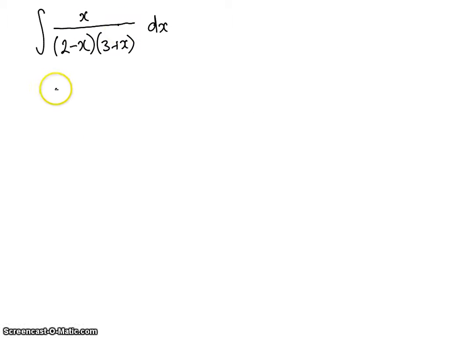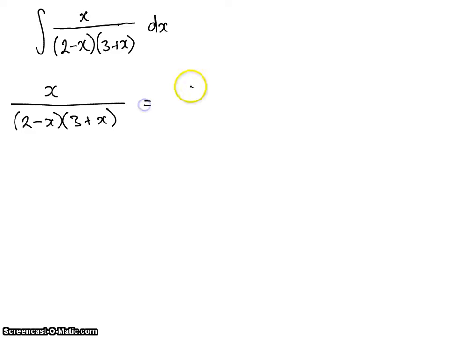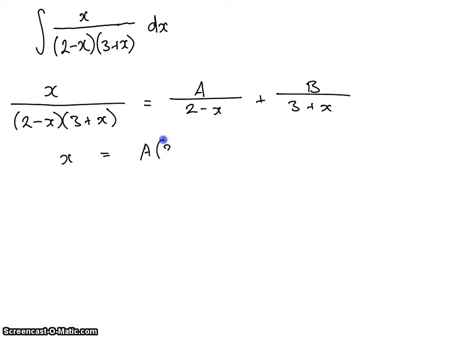And really this is the reason why we need to learn partial fractions at all, because it really simplifies our integration. So I can write this as x divided by (2 take x)(3 plus x) is equal to a, some constant, over 2 take x, plus b, another constant, over 3 plus x. And that of course means that x is equal to a(3 plus x) plus b(2 minus x).